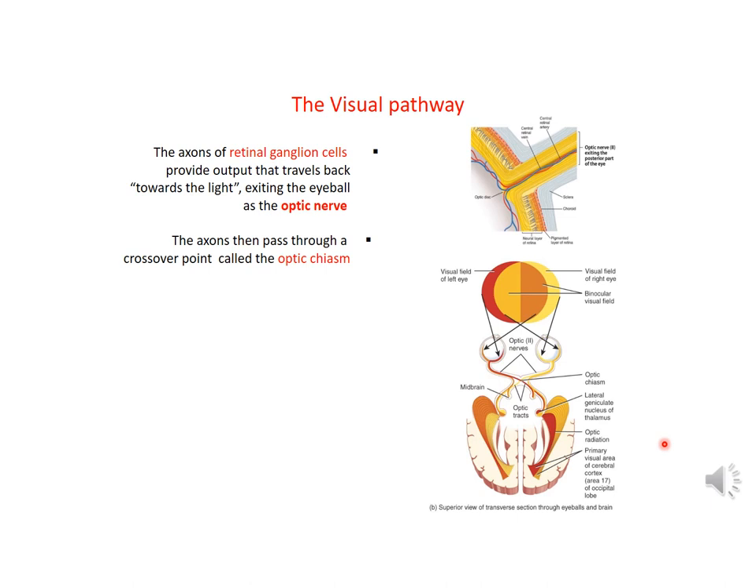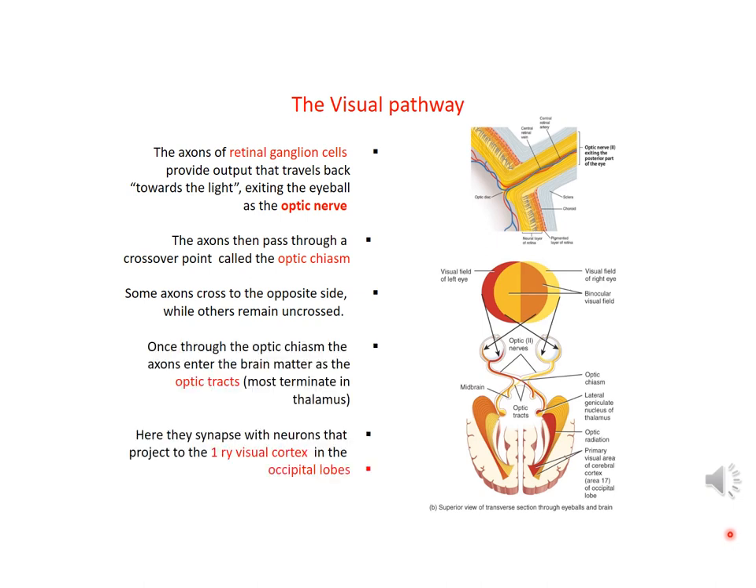Then these optic tract fibers are going to the thalamus, to the lateral geniculate nucleus of the thalamus. And from the lateral geniculate nucleus of the thalamus, the fibers are going to produce something called the optic radiation. And this optic radiation is going to the primary visual cortex, or area 17 in the occipital lobe.